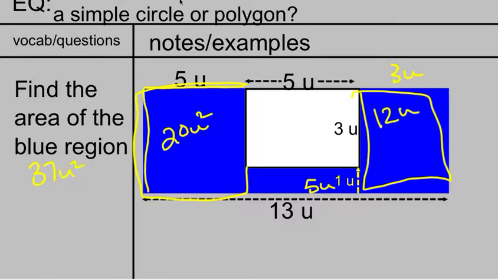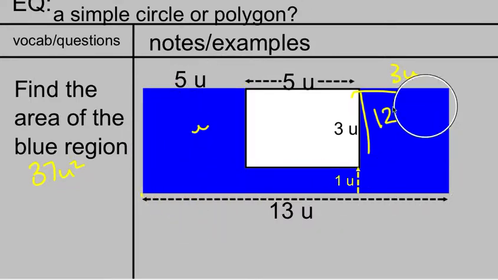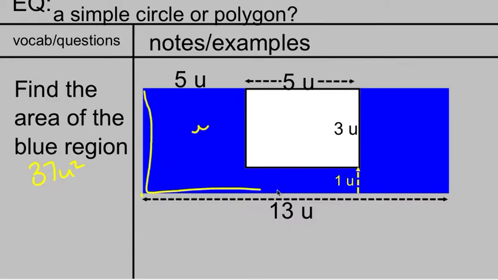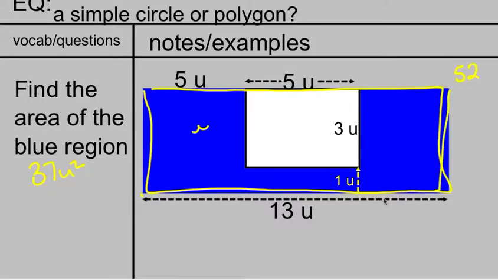37 units squared. But what happens if we look at that a different way? I'm going to look at it in the manner that this is one large rectangle. This one large rectangle is 13 by 4, so I would take 13 times 4 and get 52.